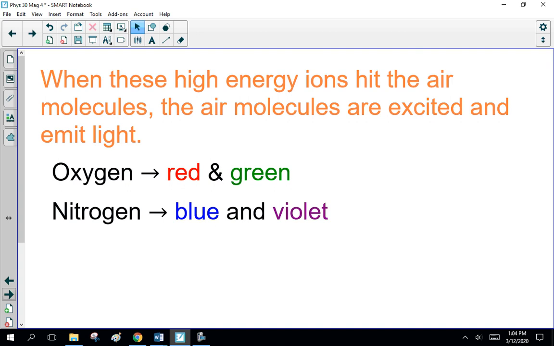Now, when these high-energy ions hit, the air molecules are excited and emit light. And yes, later on in EMR, we'll explore this in more detail, but oxygen tends to glow red and green. Nitrogen is blue and violet. So you see the northern lights, they tend to be lots of reds and greens, but you also see blues in there. So that's mostly oxygen, thankfully. If we didn't have oxygen, we'd all be dead now.